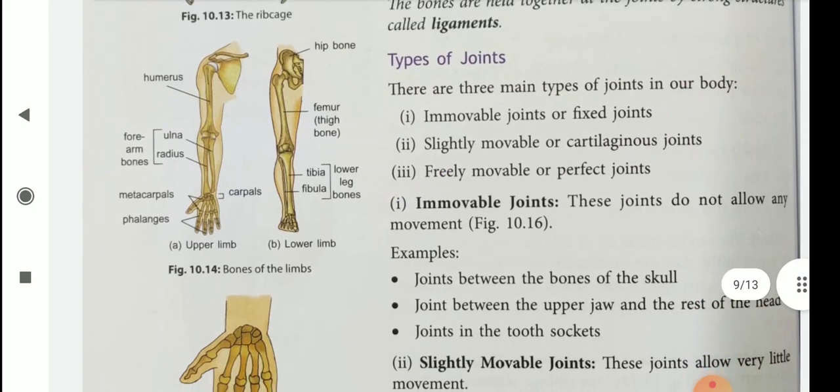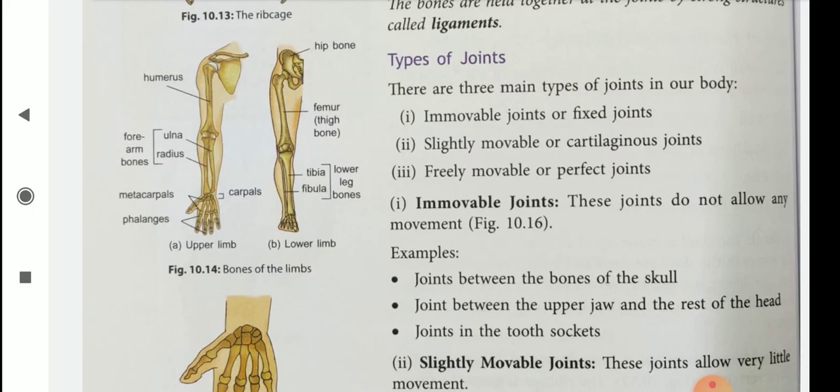Immovable joints, children, means these joints do not allow any movement. For example, joints between the bones of the skull, joint between the upper jaw and the rest of the head, joints in the tooth sockets. So these joints are immovable joints, means fixed joints.